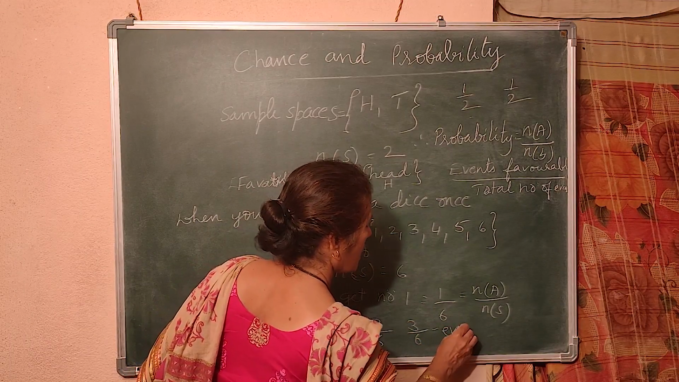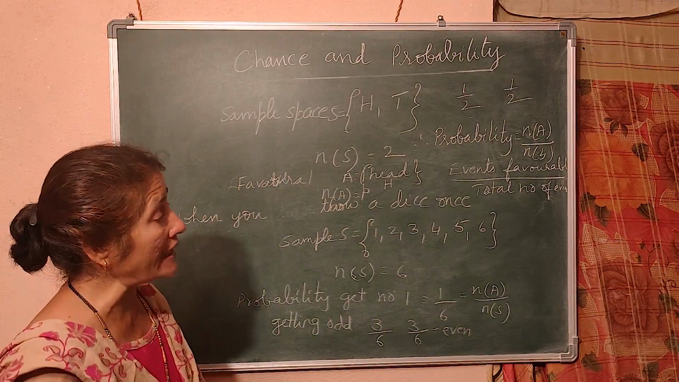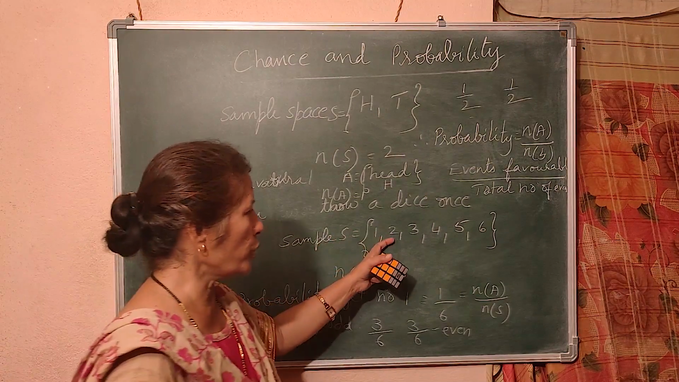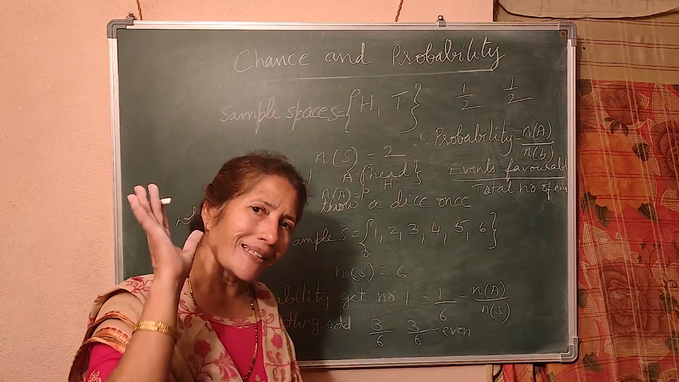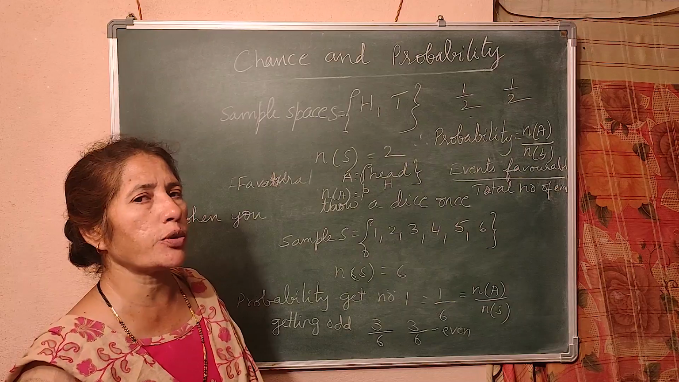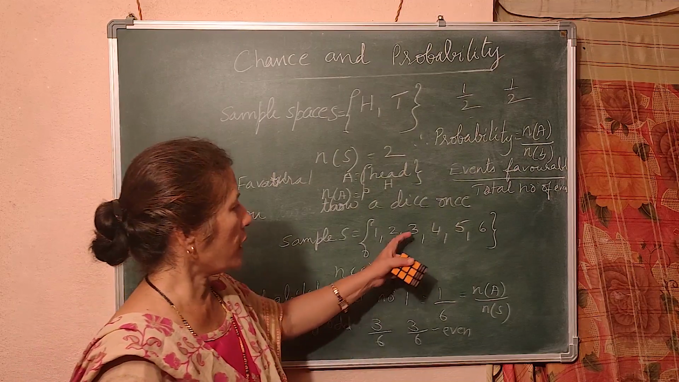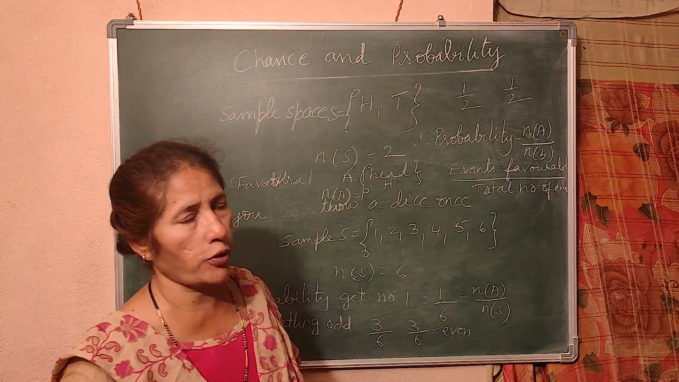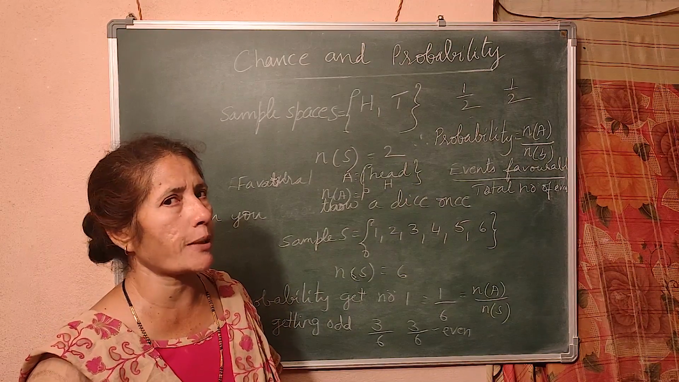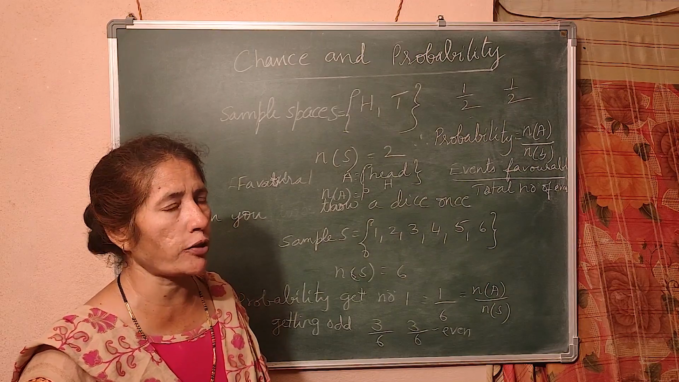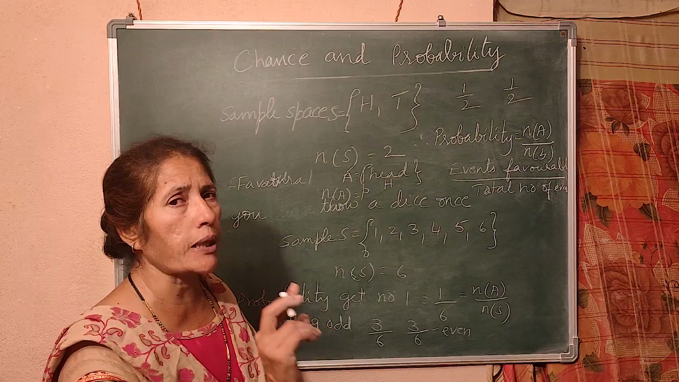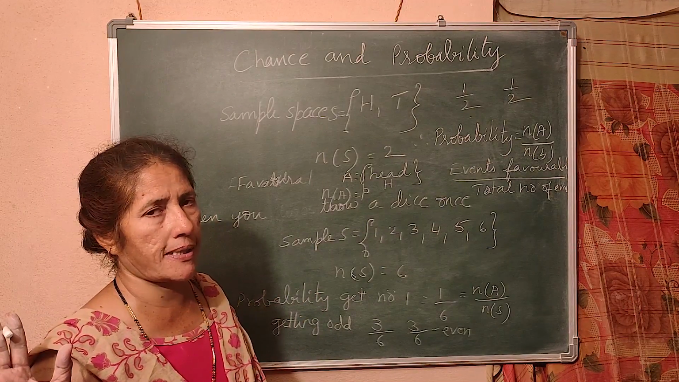What is the probability of getting prime numbers? Prime numbers, you know what a prime number is? 2, 3, 5. Again 3 out of 6. What is the probability of getting a number more than 2 and less than 6? 3, 4, 5. So 3 out of 6. So you have to listen to the question and write down the probability. What is the formula to find the probability? Probability is equal to the number of favorable events divided by the total number of chances.